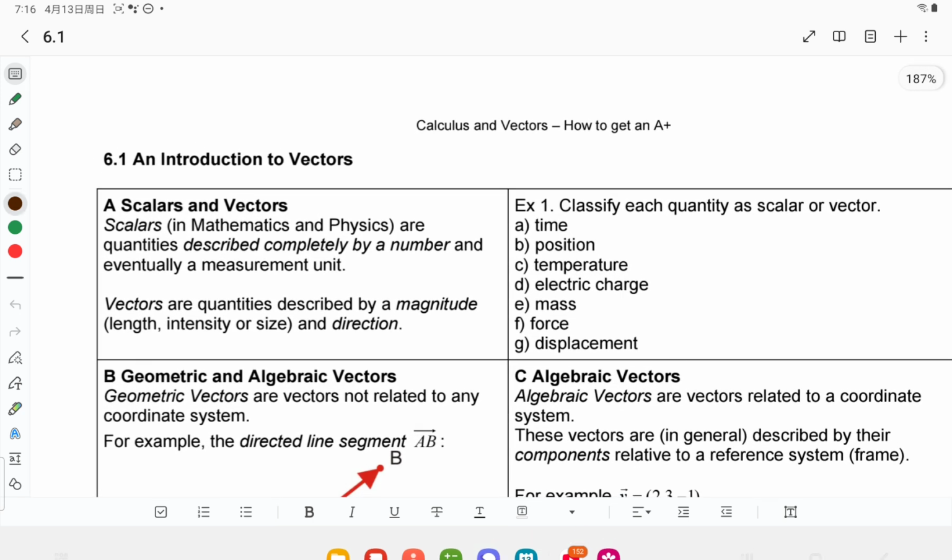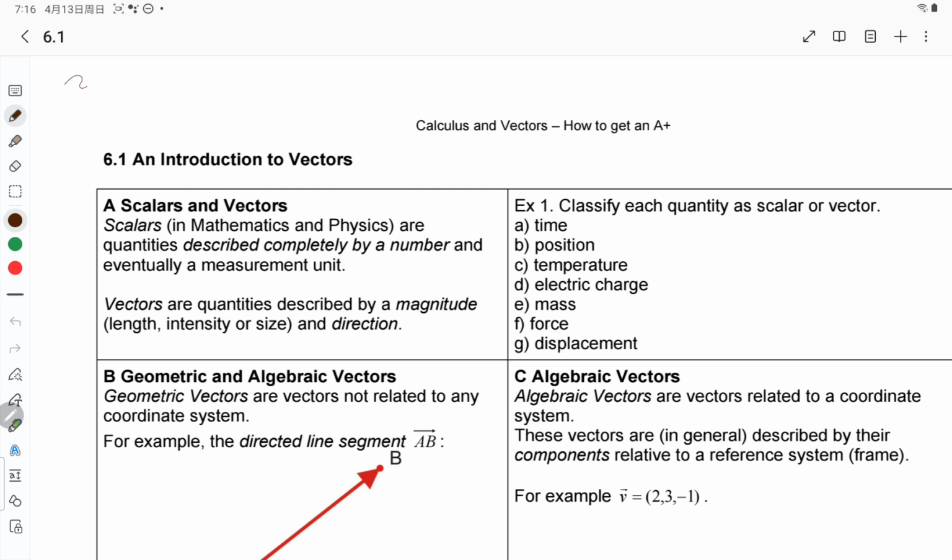So vectors mainly have two important concepts. One, you need a direction. So in physics, like the direction of a force, and then the other is a magnitude. So in physics, for example, which direction does this force go.